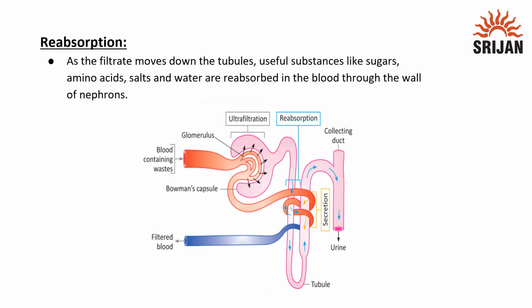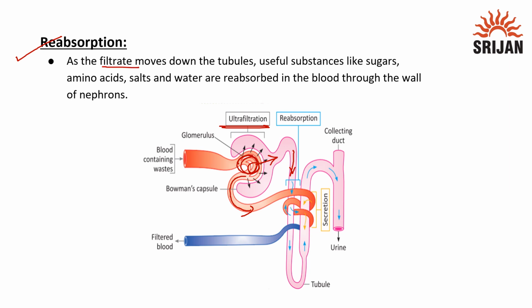The second step is reabsorption. As we have seen in the first step, ultrafiltration, the blood was filtered at this region called the glomerulus, from where the nitrogenous waste and water entered the Bowman's capsule and then passed on to the tubule, whereas the clean blood is now moving through this blood capillary.